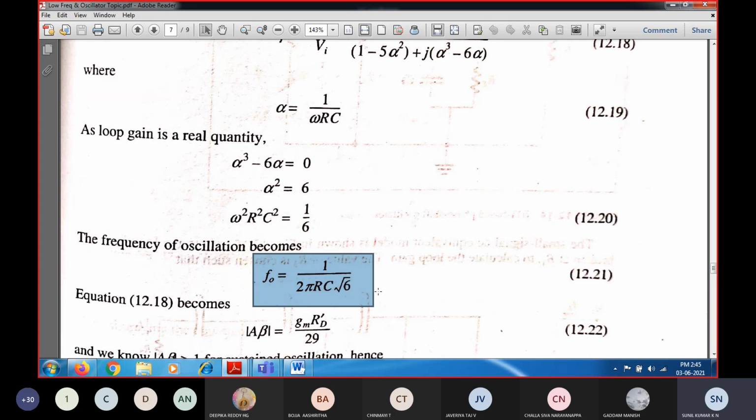So 3 corresponds to the number of R and C sections. So 2 into 3, or 2n. So I can simplify this expression for the frequency of oscillation for a FET based phase shift oscillator as 1 by 2 pi RC into square root of 2n.